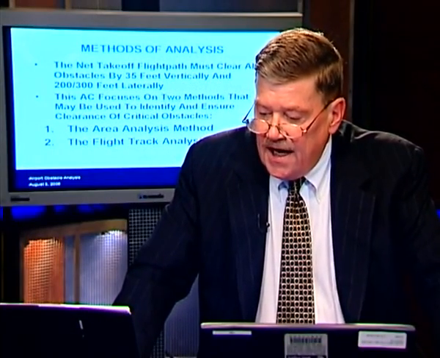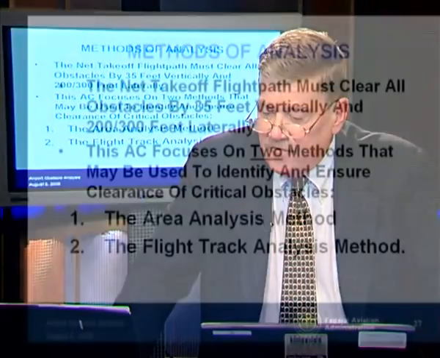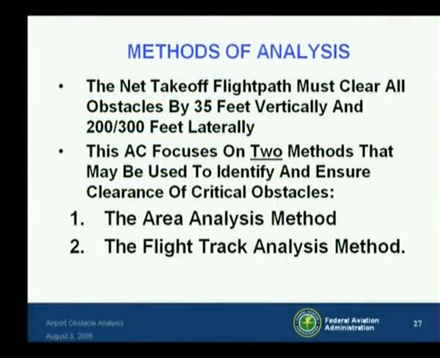Sections 121.189, 135.379, and 135.398 require the net takeoff flight path. We talked about the net takeoff flight path, that was that dim line that cleared by 35 feet vertically and 200 feet laterally inside the airport boundary or 300 feet laterally outside the airport boundary, plus the wingspan. We've mentioned the CFR net takeoff vertical flight path requirements. This advisory circular focuses on two methods that may be used to identify and ensure lateral clearance of critical obstacles. These methods are called the area analysis method and the flight track analysis method.